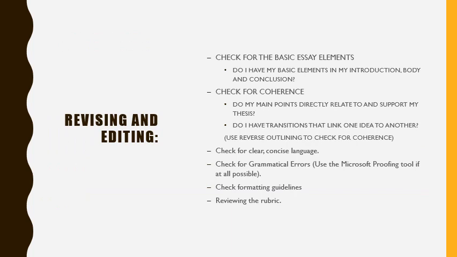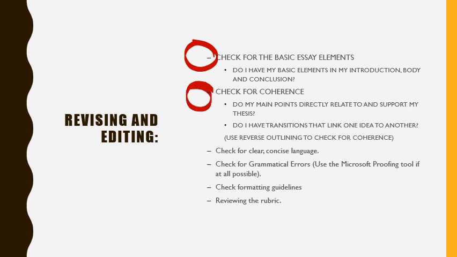Okay, the next step is revising and editing. I just put these two steps together because normally I revise and I edit at the same time. All right, so what I like to do first is check for the basic elements in your draft. Do I have the basic elements in my introduction? Do I have my hook and my thesis? Do I have everything for my body? Do I have my 3 paragraphs at least, right? Do I have all of the elements that I'm supposed to have for my conclusion? So that's the first thing that I would check for.